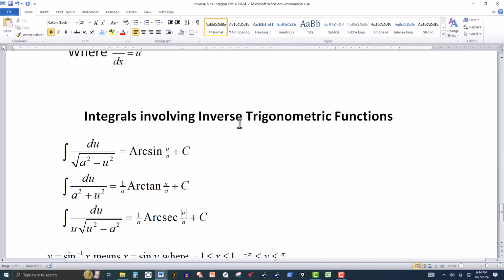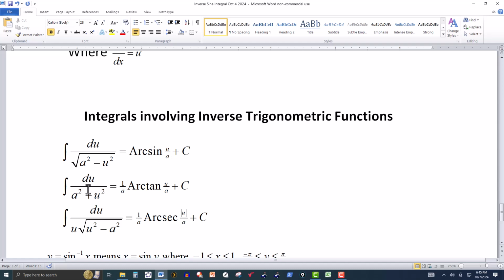So these are integrals involving inverse trigonometric functions. This tells me that if I have anything of the form du over the square root of a squared minus u squared, the formula is going to be arcsine of u over a. Now the a here is a constant. U, of course, is the variable. It could be that u is a function of x, so instead of this u, it could be something like 3x or x plus 2. But if you can get it in that form, then there's your formula.